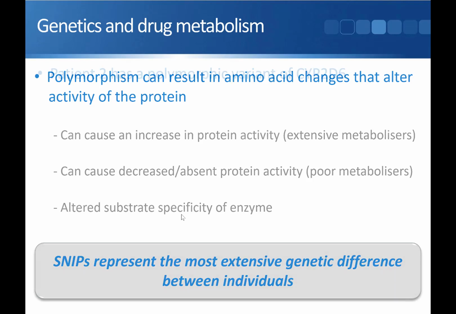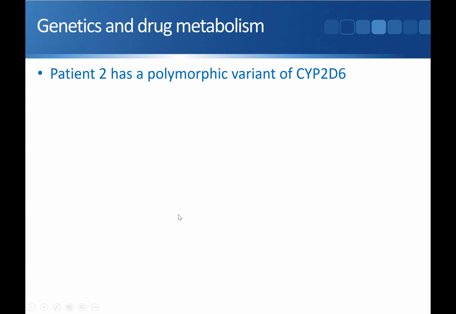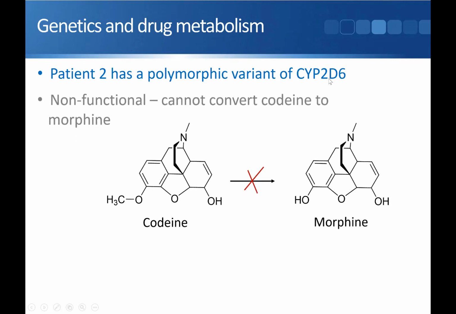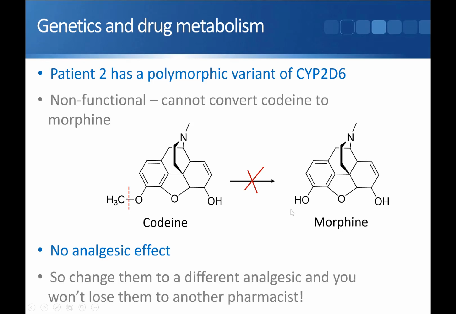So if you go back to our case, this could well be the problem. It could be that patient 2 has a polymorphic variant of CYP2D6, which is the cytochrome P450 enzyme that dealkylates codeine and releases the active drug in the body. So this patient is just not able to activate this prodrug. And if you know that the patient can't cleave off this methyl group, you know they won't get any analgesic effect from the codeine, so you can switch them to a different analgesic. Again, it's a nice example of how an understanding of metabolism can lead to better outcomes for the patients.